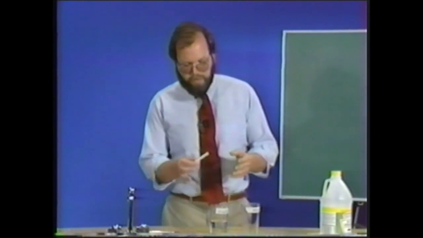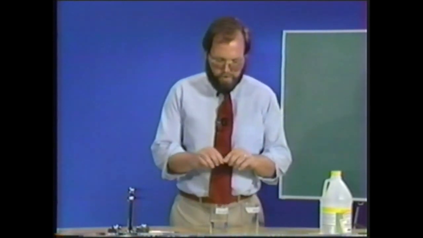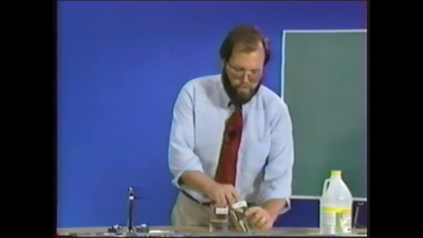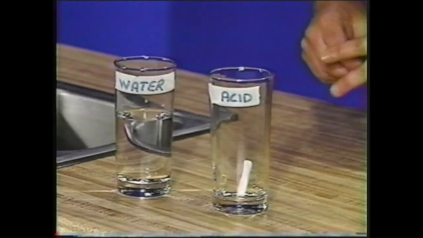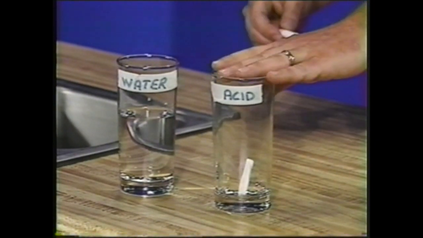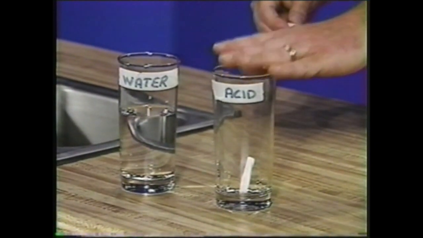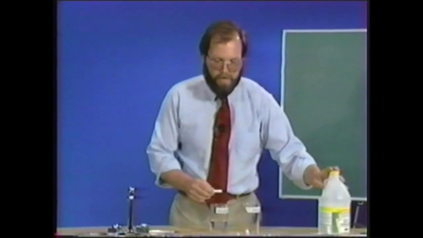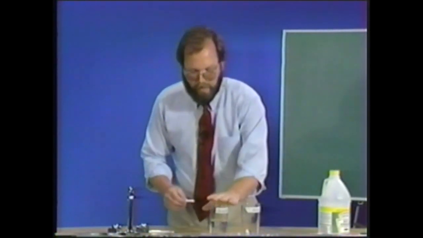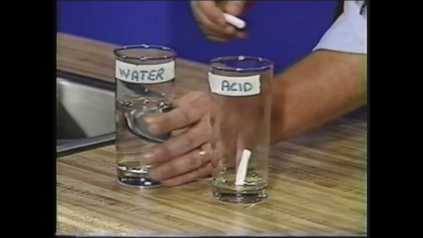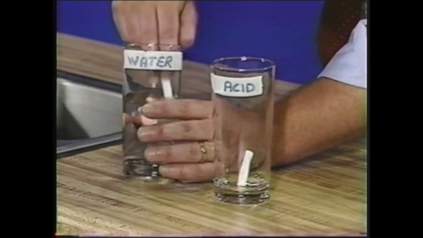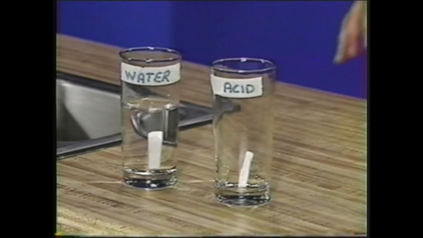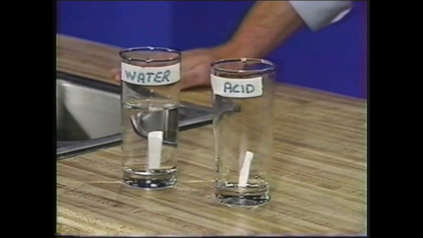Okay, here's the experiment. Let's take a piece of writing chalk and break it in half. I'm going to place one half of my chalk in a glass labeled acid, and we're going to add vinegar to this glass, and the vinegar is going to simulate our acid rain. And then I have a glass that's labeled just water, and let me put the second piece of chalk in it, and the water is going to simulate rain that is not acid rain.